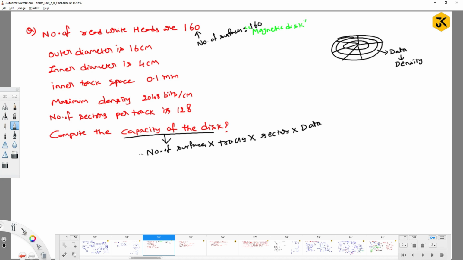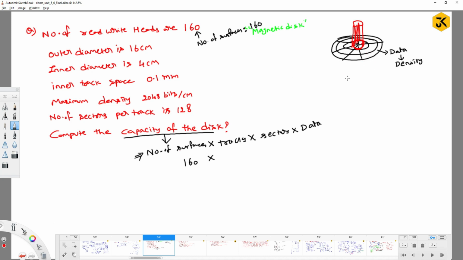Now, is it possible to solve this problem with respect to these given parameters? We know the number of surfaces, that is 160, but do we know the number of tracks? No, they haven't given it. But can we calculate the number of tracks? Try to observe: in the middle there is a shaft, meaning at this portion there is no data. This is a cylinder; you don't have any data. I hope you understood.